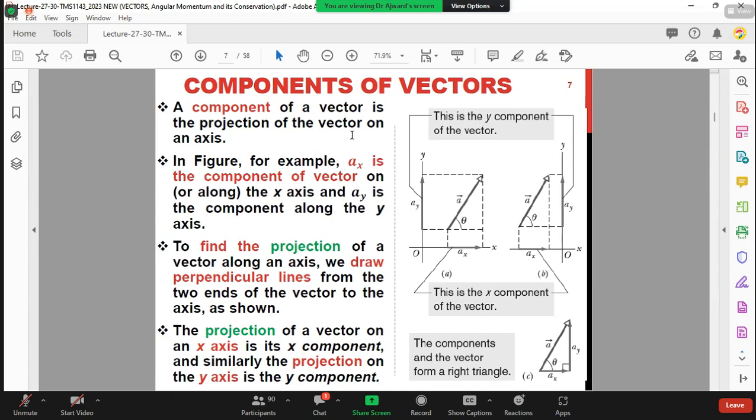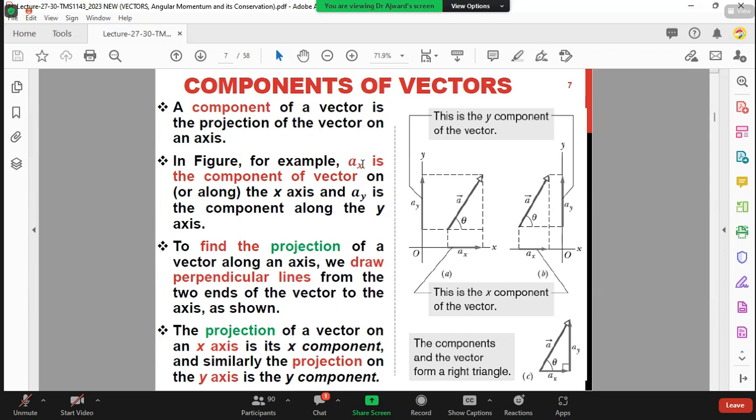A component of a vector is the projection of the vector on an axis. So how many axes are here? Two axes, right? The x-axis and the y-axis. And the component along a certain axis is the projection of the vector along that axis. So what is this projection? Let's see.